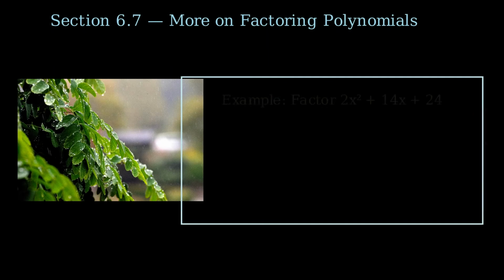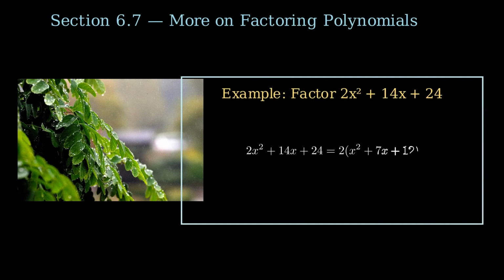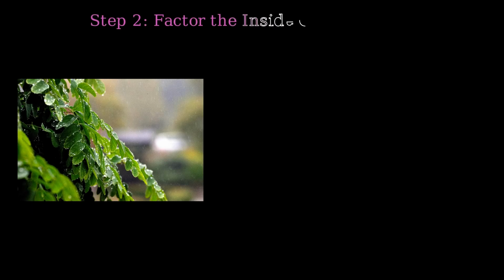If you see a common factor in each term, such as a number or a variable, you must always take it out first. Let's factor this expression, 2x squared plus 14x plus 24. Notice that every single coefficient is divisible by 2. So let's factor out 2 first.